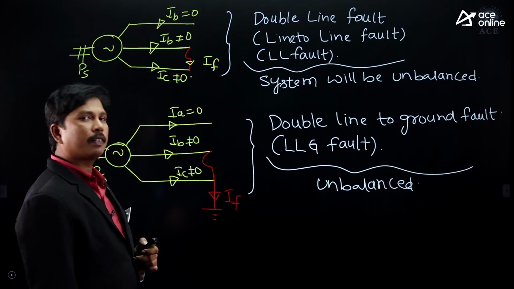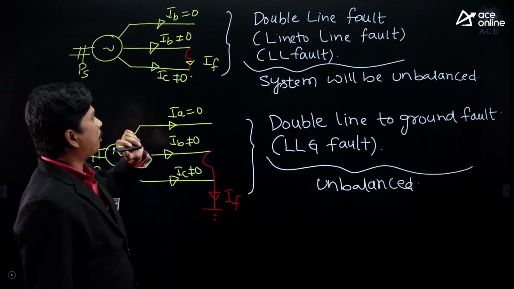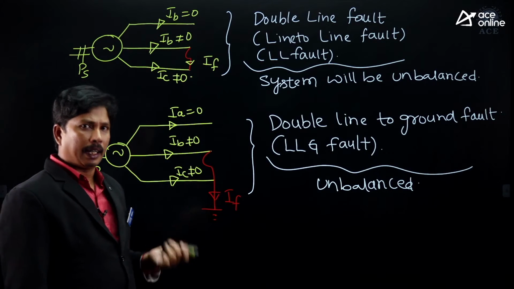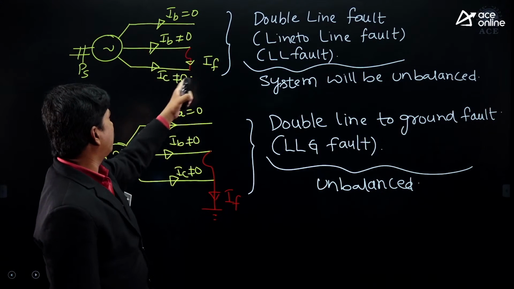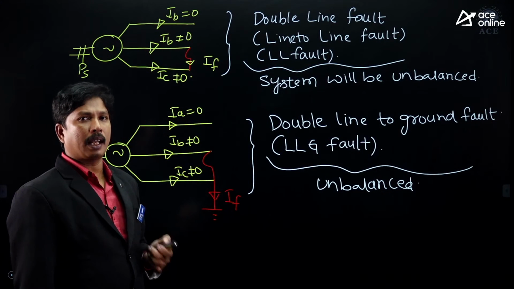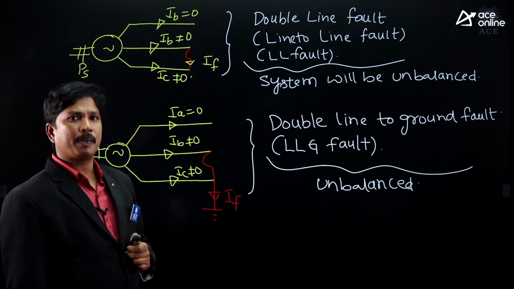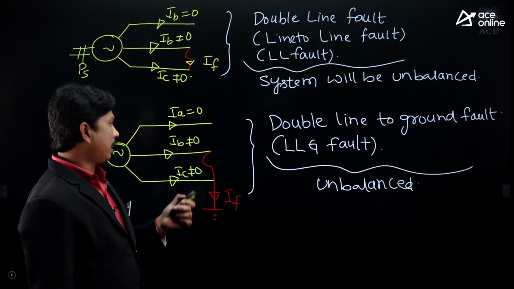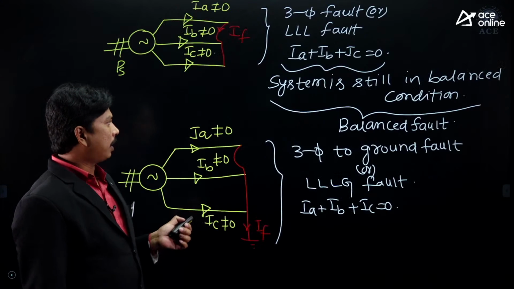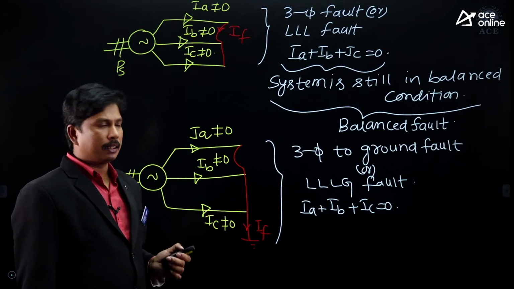Maybe in case of double line fault, we are going to get IA plus IB plus IC equivalent to 0. But because of only two currents, the system will become unbalanced. So we can say that type of fault is an unbalanced fault, and these two are the balanced faults.